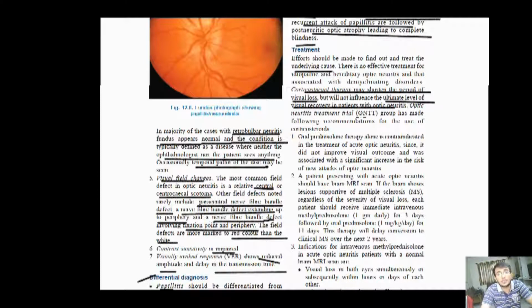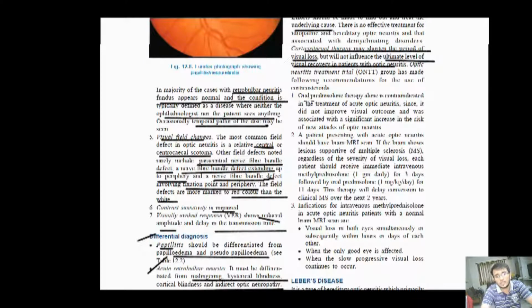The Optic Neuritis Treatment Trial has made the following recommendations for use of corticosteroids. First recommendation is about oral prednisolone therapy. Oral prednisolone therapy is contraindicated in the treatment of acute optic neuritis. Why is it contraindicated? It is contraindicated as it does not improve visual outcome and it is associated with a significant increase in the risk of new attacks of optic neuritis.